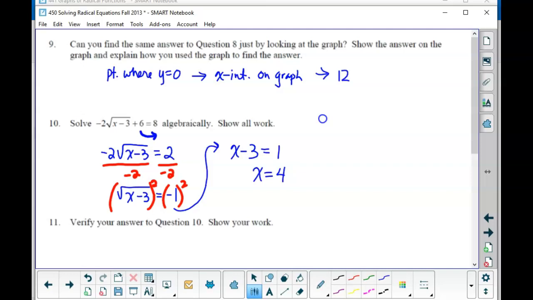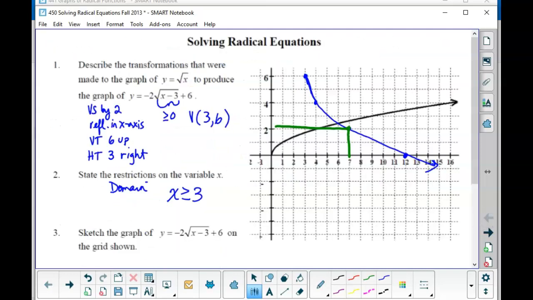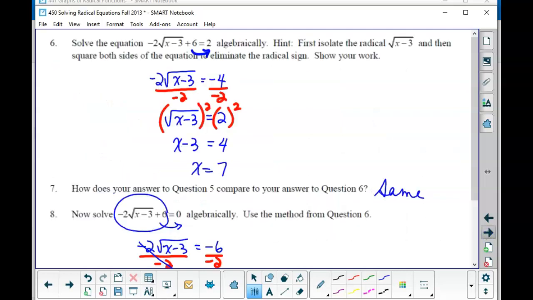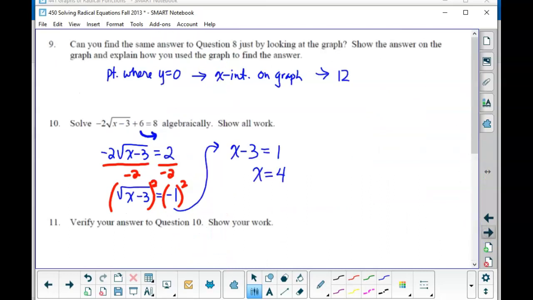If you look at your graph, you'll see why. This is saying that on our graph, we're looking for a point where y is 8. There are no points. Y is 8 would be up here. This graph goes down and to the right. It never goes back up. So when we solve this algebraically, we get what's called an extraneous solution. Okay? So there are no solutions to this.